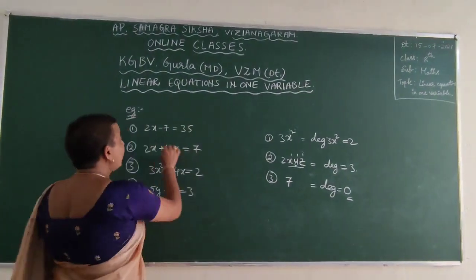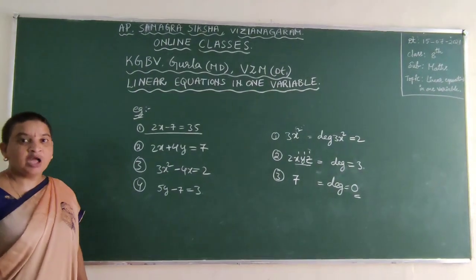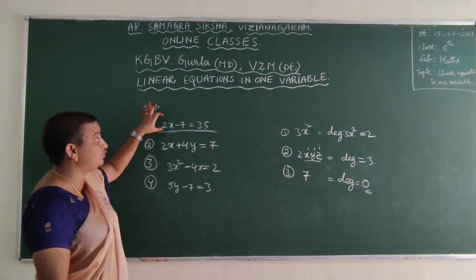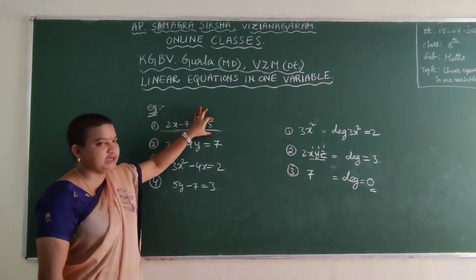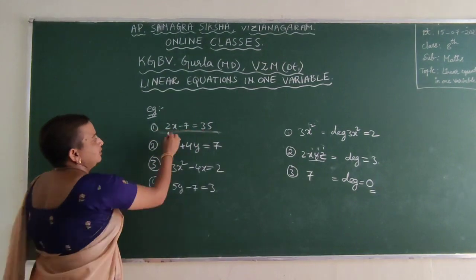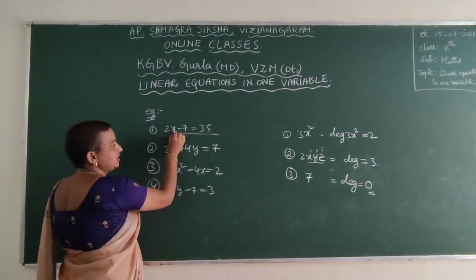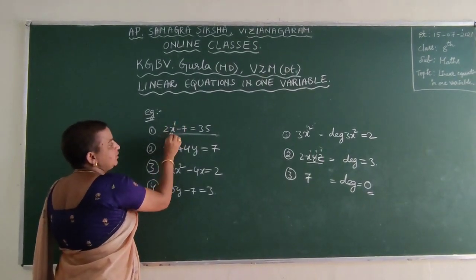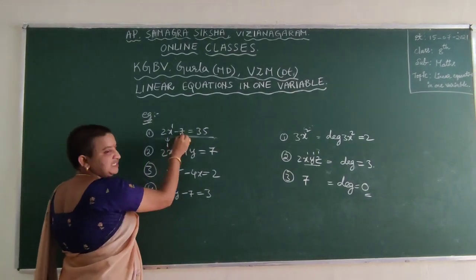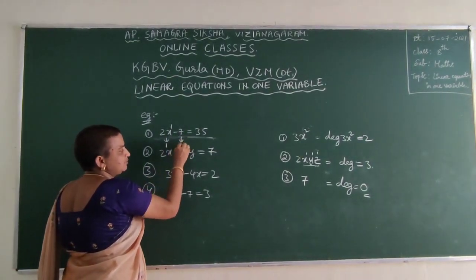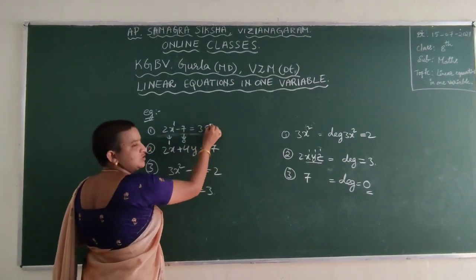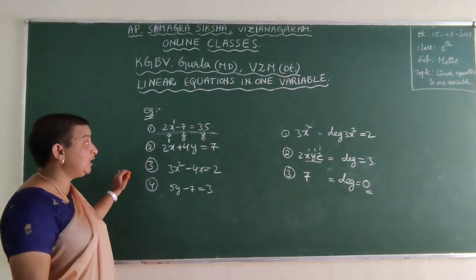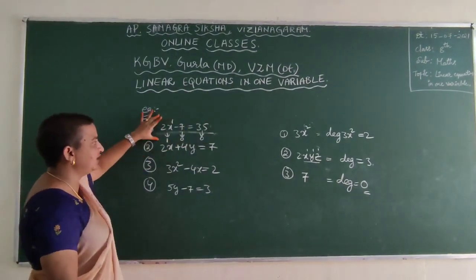Now we have to find the degree of an equation. First, we have to find the degree of each individual term. Here the term 2x: the exponent of the variable is 1, so the degree of this term is 1. This one is a constant, and the degree of a constant term is 0. This is also a constant, so it is also 0.